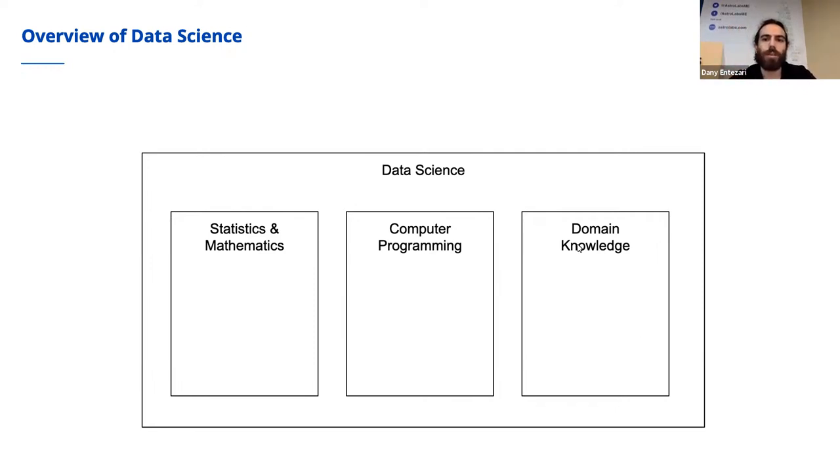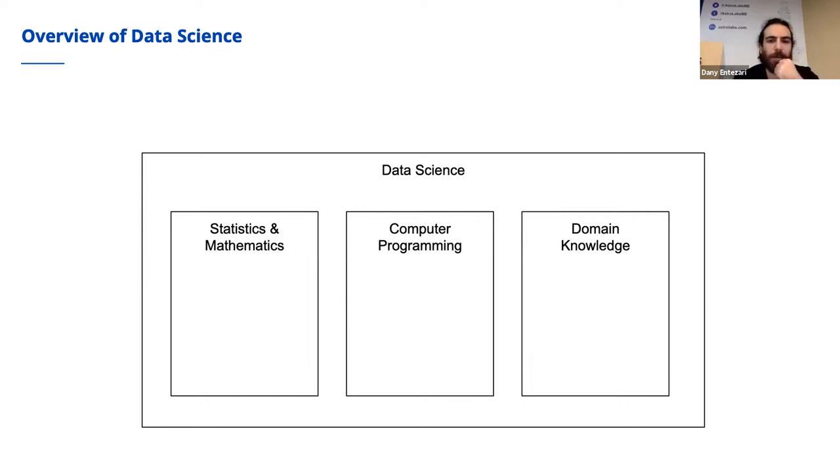So assuming you already have domain knowledge, the next thing you want to learn, and you want to learn these simultaneously, is this: you cannot become an expert in computer programming and then start becoming an expert in statistics and probability theory. You want to learn enough programming that will allow you to write scripts for machine learning.